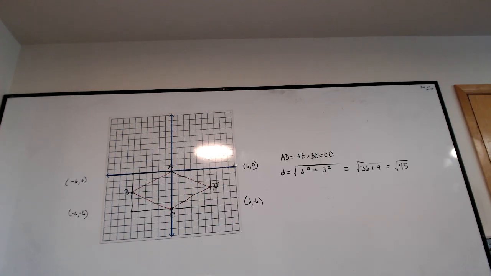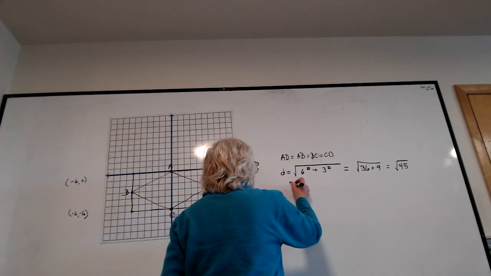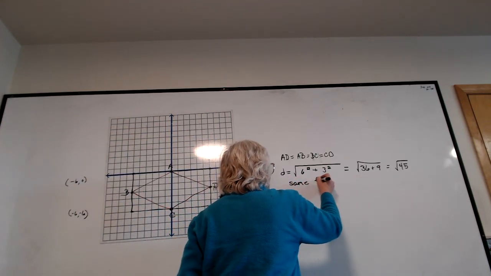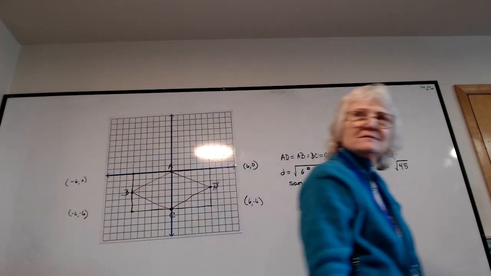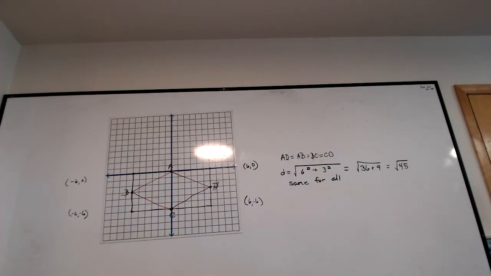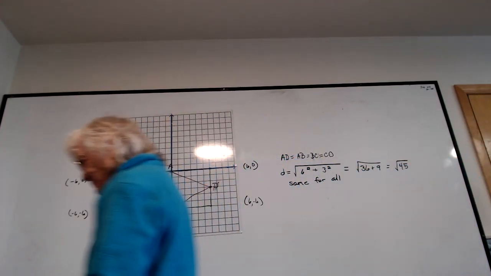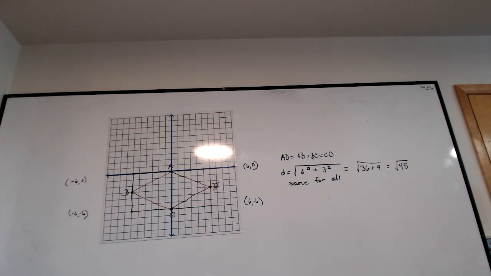So this is the same for all, so we know those are the same length. They're all the square root of 45. That's because I made the numbers very easy and put it on there so you didn't have to do much work. What else do I have to know if that's a rhombus? I have to know the sides are all the same. What else do I have to know?